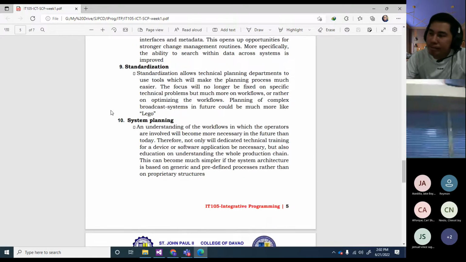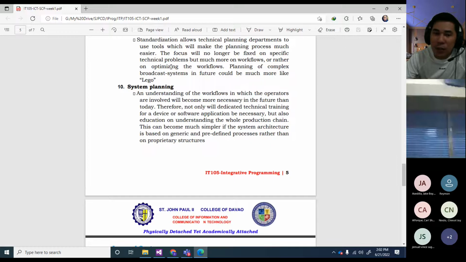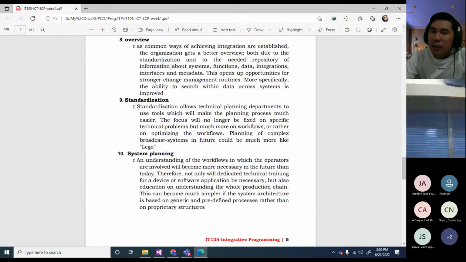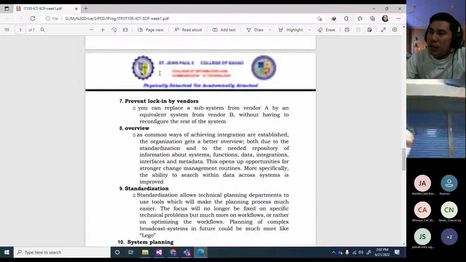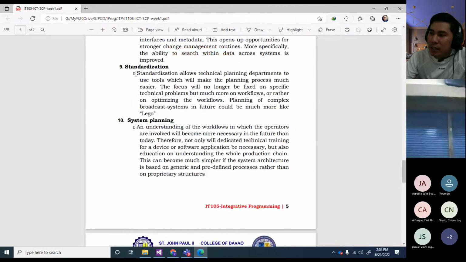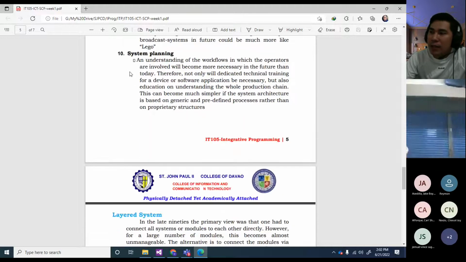There are many things here that you will need to familiarize yourself with, the terms. So please do familiarize with this, as this will come out in the exam. Which includes the overview and standardization. This I have already discussed. And then we have the system planning.